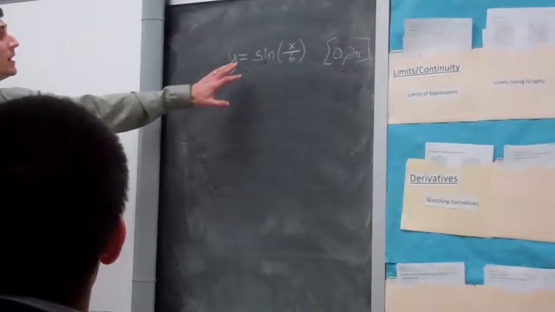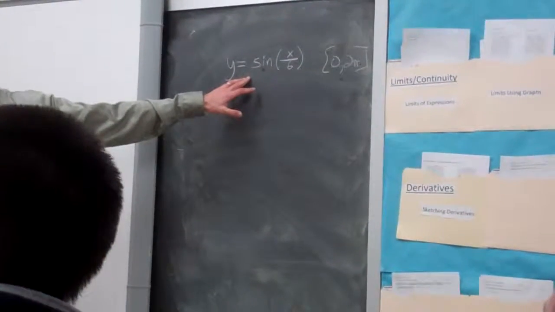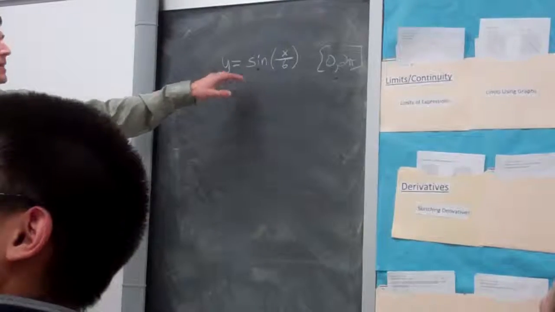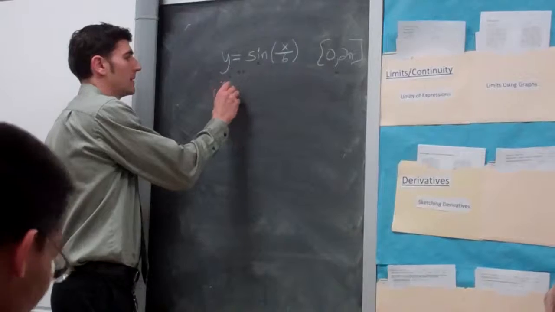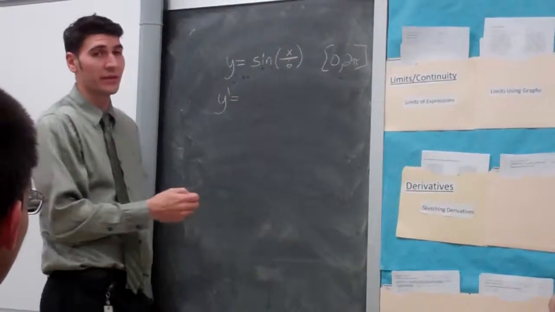All right. So if we're going to find the absolute maximum and minimum, we need to take the first derivative. And to take the first derivative of this, we're going to have to use the chain rule.